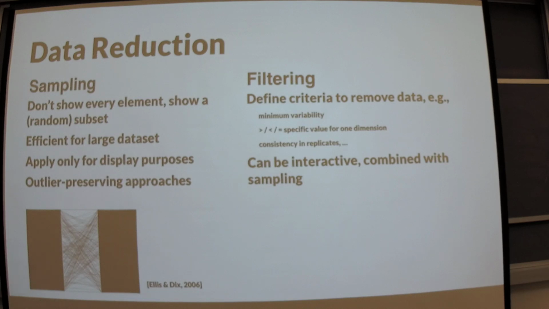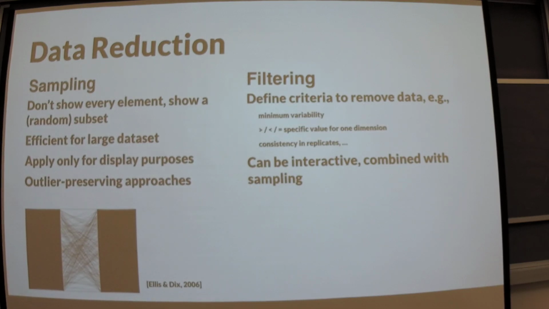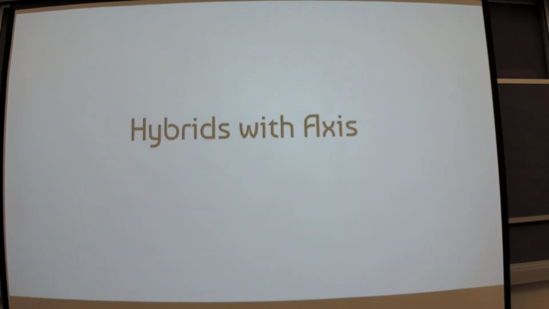And the other way to do data reduction is of course filtering. So can we define some criteria to remove data? For example, I'm only interested in data that has a little bit of variability. That's common in genetics, right? I do a fold change and filter out all of the items that don't show any change between two different conditions, or consistency in replicates or anything like that. And these kinds of filterings can be interactive and can be combined with sampling.